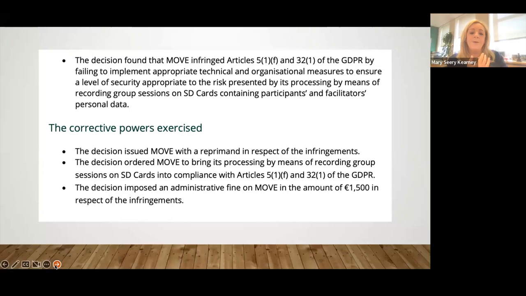They were reprimanded, and so two things happened. First of all, the decision was made, and then there are corrective powers as well as the power to impose a fine that goes onto the organization. And they were to change how they recorded their group sessions. And then they got a 1500 euro fine. But also what happens is they're on the Data Commission website, and so there's a reputational damage associated to that.